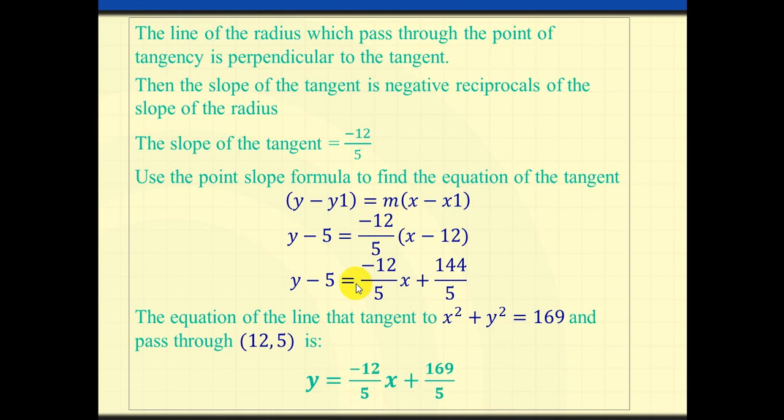By distributing −12 over 5 inside the bracket, we get y − 5 equals −12/5 x plus 144/5. So the equation of the line that is tangent to the circle x² + y² = 169 and passes through (12, 5) is y equals −12/5 x plus 169/5.